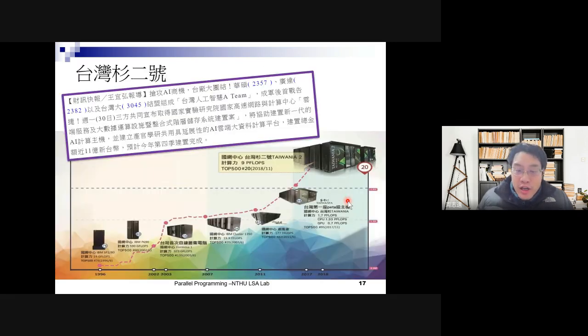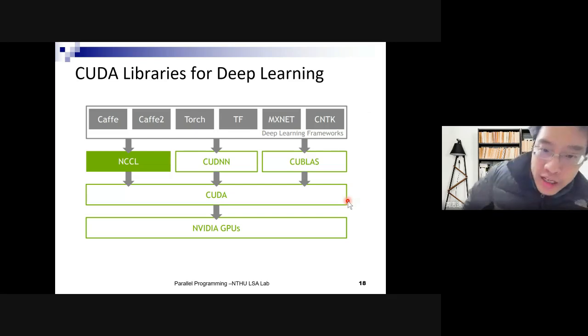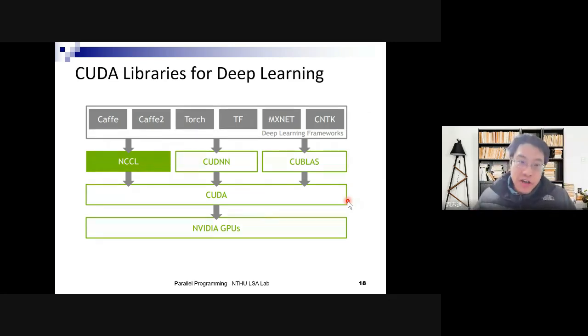All right, that's just the hardware side, and we will continue to talk about how to enable or power deep learning from the software side. We will talk about those libraries that are needed to do deep learning.